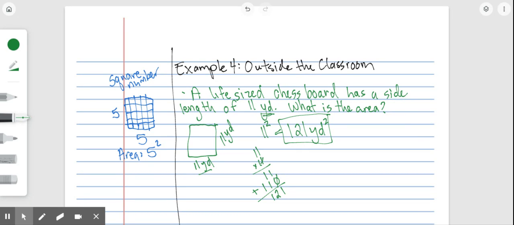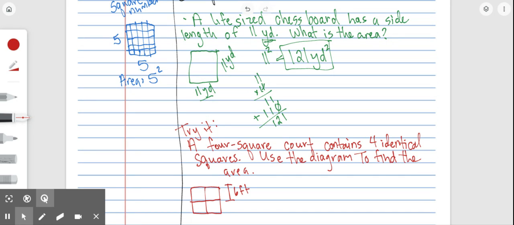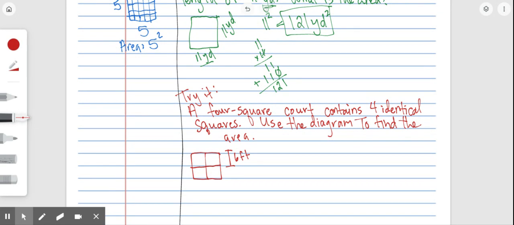Okay, I'm going to give you a triad for this. All right, so the triad is a 4-square court contains 4 identical squares. Use the diagram to find the area. As you've all probably seen a 4-square court, it kind of looks like this, and it's got numbers inside so that you know which position is first and which position is last. Notice in the diagram, it tells me that one of the squares is 6 feet long. Okay, so take a minute, pause this video, try it on your own, and then come back and we'll work through it.